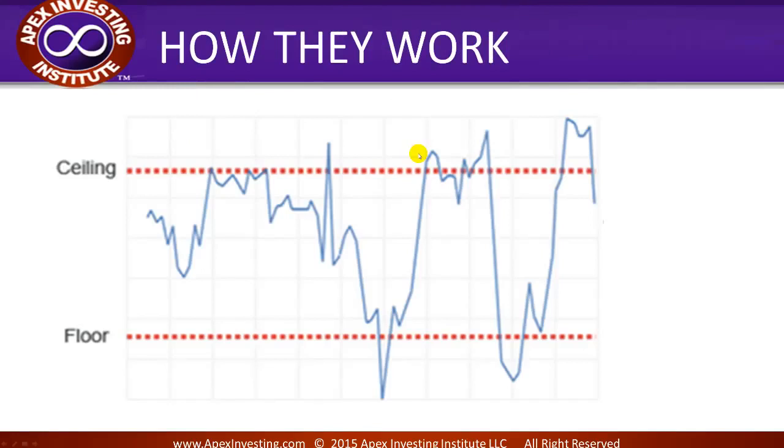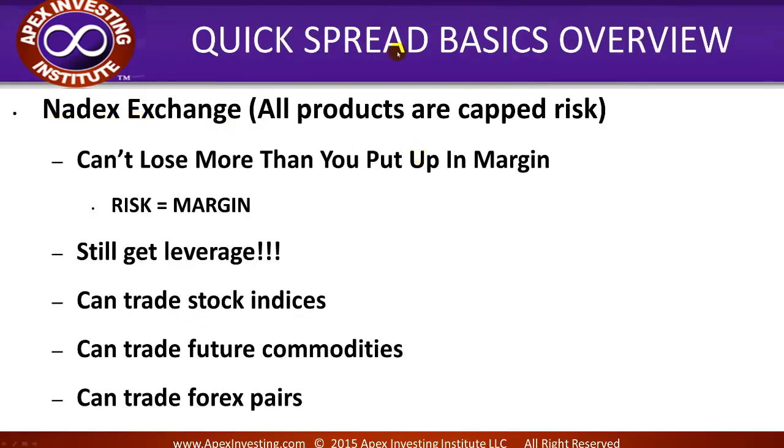Now that we have an idea of where we're headed, we're trading on the Nadex exchange. Every product has a capped risk, meaning if you put up $150 in risk, that's the most you can lose on the trade. Put up $50, that's the most you can lose on the trade. Okay? So that risk or that margin, it's the same thing. You can't lose more than that. You still get insane leverage, like if you're directionally trading.